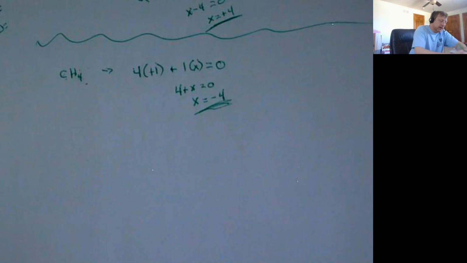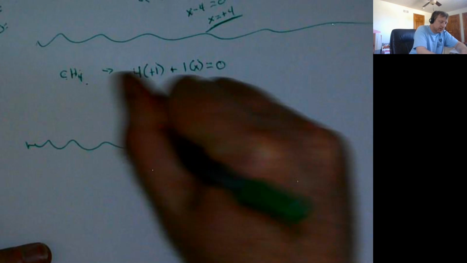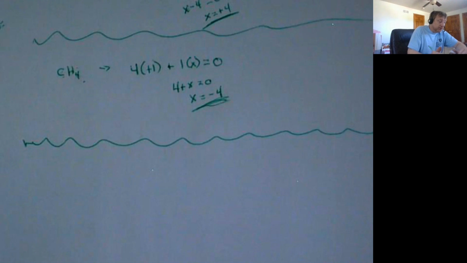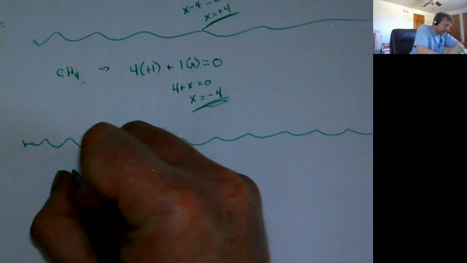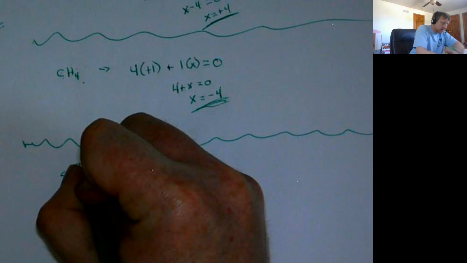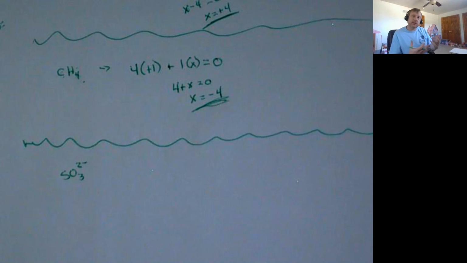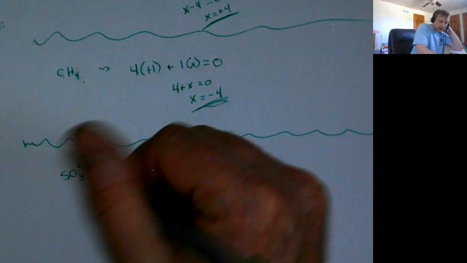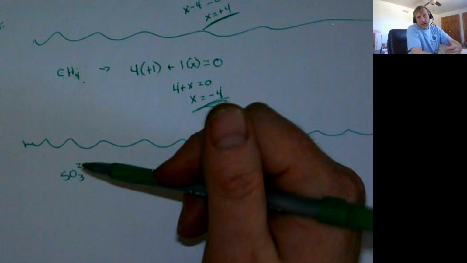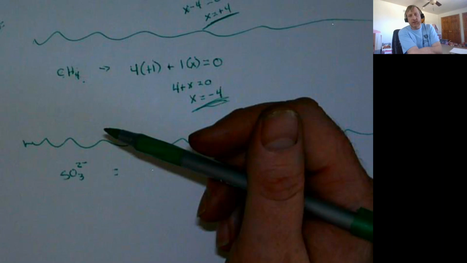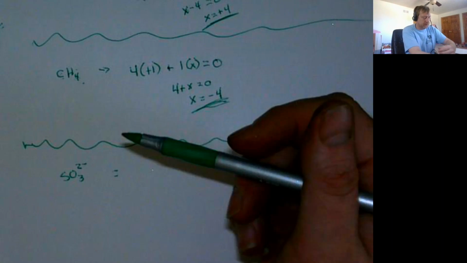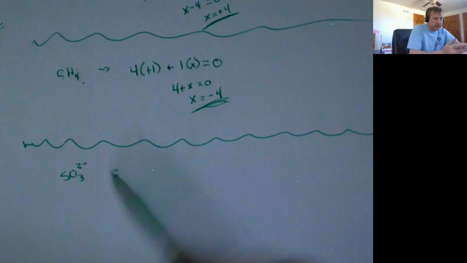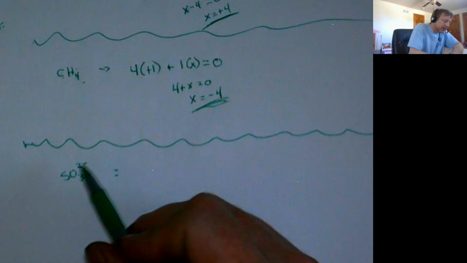Okay, now let's take a look at an example of something that isn't neutral. So let's take a look at the sulfite ion, and let's say, well, what's the oxidation number of everything in this particular compound? Okay. Again, we're going to start with oxygen. We're usually going to start with oxygen or hydrogen because those are the things we know the most about. There's a couple other things we know quite a bit about that we'll get to in a future example.